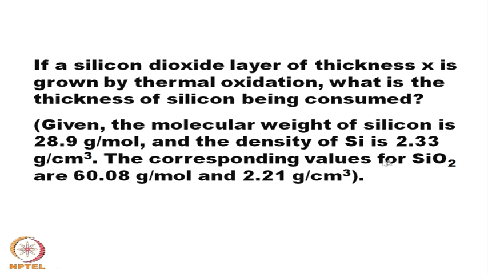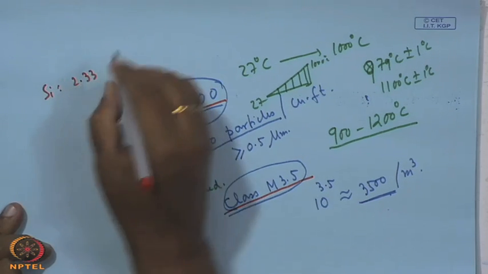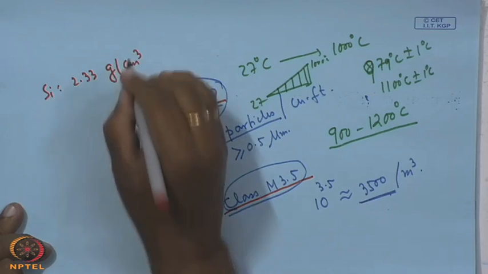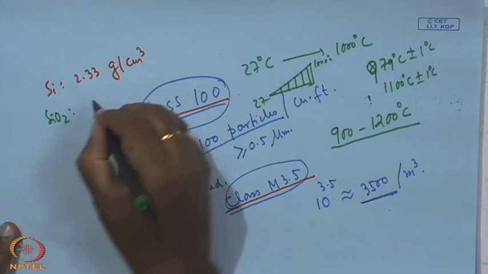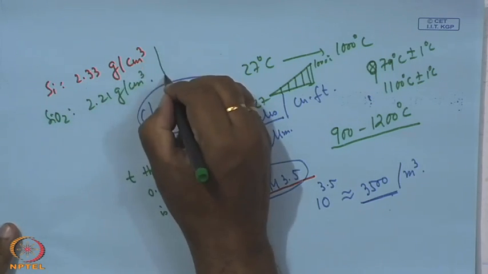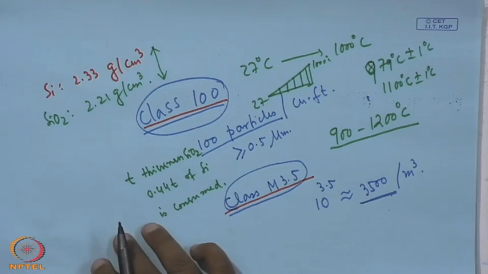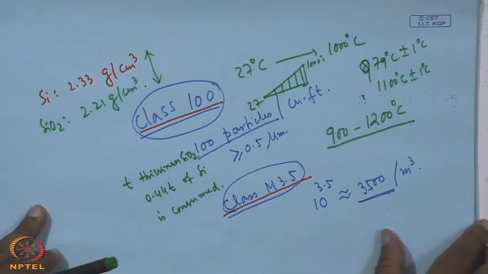So, obviously, the density of SiO2 is less than the density of Si. Si density is 2.33 gram per centimeter cube, whereas for SiO2 it is 2.21 gram per centimeter cube. So, obviously, if you compare with silicon, the porosity is larger in the case of SiO2. Now, with these values, let us consider how this SiO2 layer is grown.